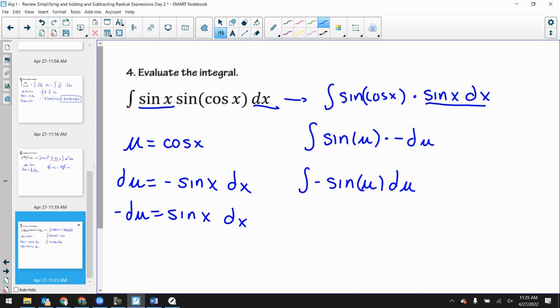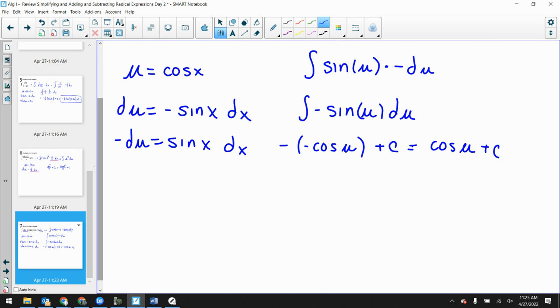Now I take the antiderivative of sine. What is the antiderivative of sine? Negative cosine. So this is negative cosine u plus c, which is positive cosine u plus c. And then we plug u back in, which is cosine x. So that means we've got cosine of x plus c.